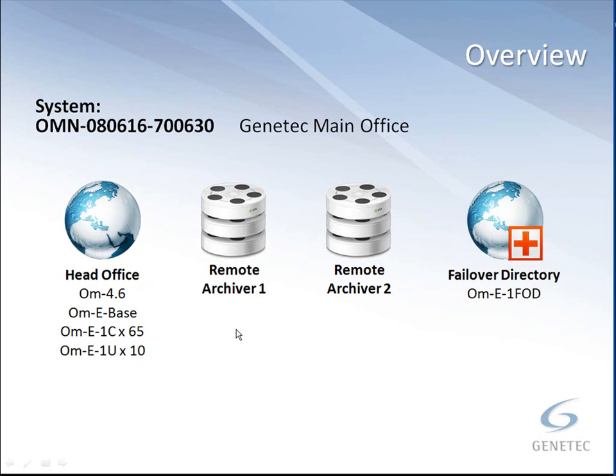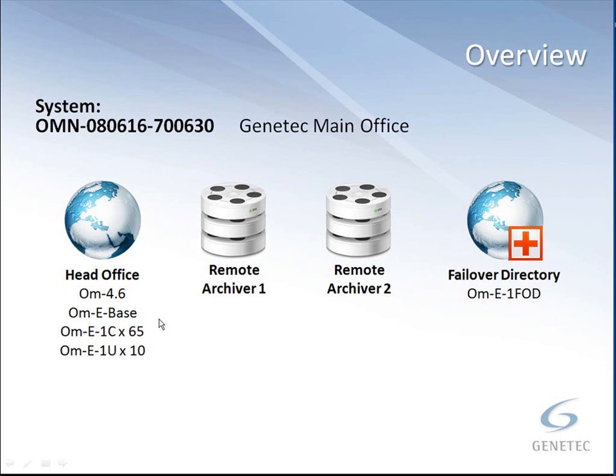Now we have 2 remote archivers on the system, and since this is an enterprise package, which you can tell by the E here, we have an unlimited number of remote archivers. So prior to Omnicast 4.6, we would have had a license on the system for each one, defining the storage space and camera connections for each archiver.